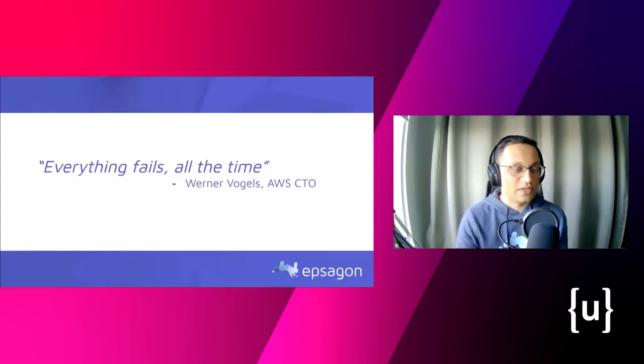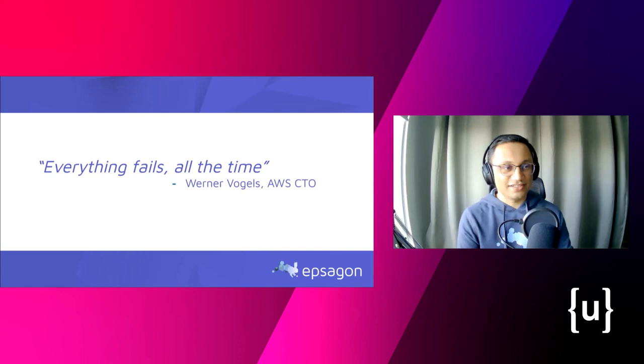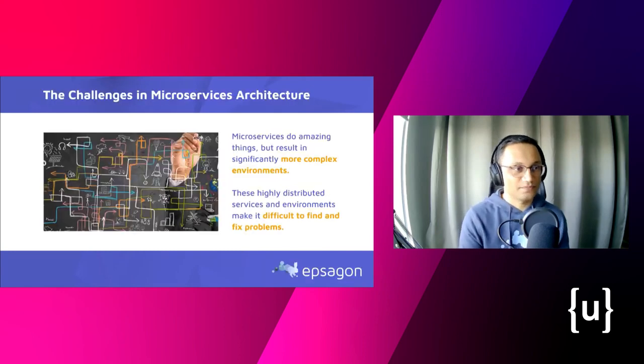But as Werner Vogels once said, everything fails all the time, and I completely agree with it. So how does this relate to the microservices world? It essentially boils down to the fact that microservices have made the architecture much more complex. So it's very difficult to troubleshoot and fix problems in a microservices based world.